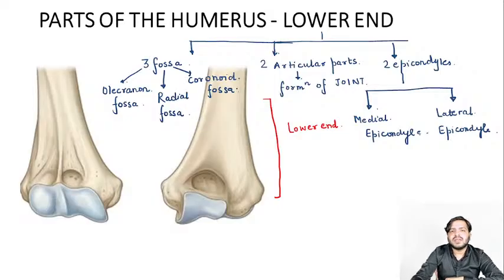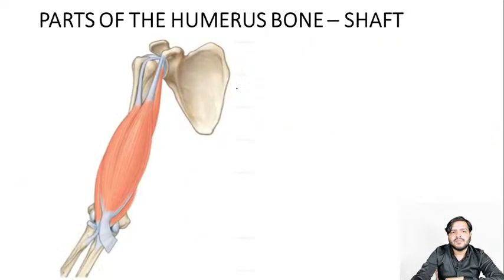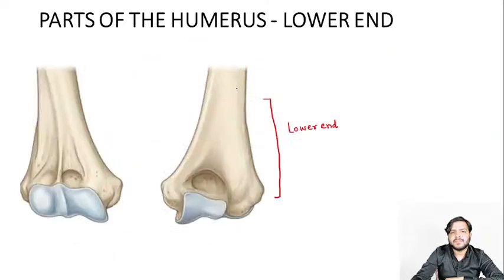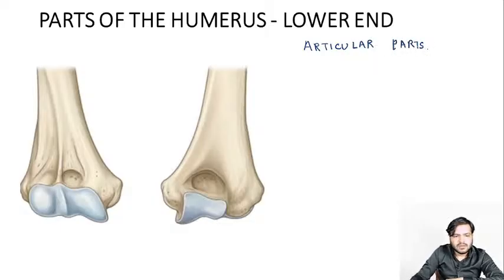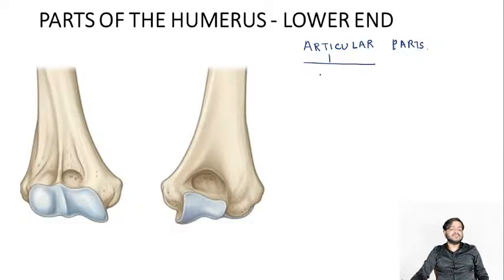Now, guys, I will be starting with the articular parts, and you are very much clear. Articular parts are basically two over here. We have the trochlea and the capitulum. Trochlea and the capitulum.